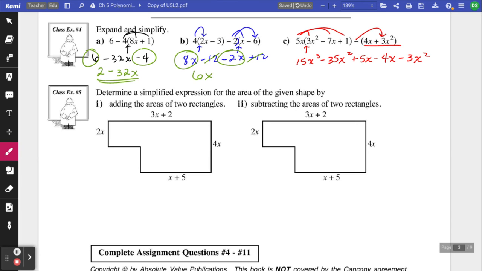Now combine like terms. I'm going to start with my highest power, which is a 15x cubed. There is no other. They're the only ones. Now I'm going to get my squared terms. They're both negative. That means I owe 38x squared. And lastly, I will go get my x terms. 5x minus 4x is 1x. And you can't go any further. That's it.